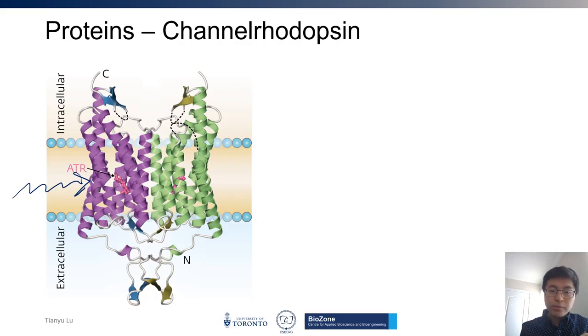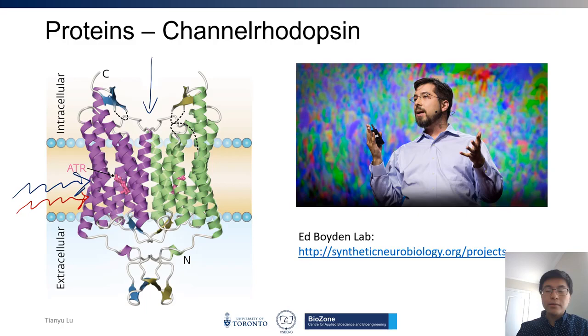And this particular protein can also be activated, there are different variants of this protein that can be activated by different wavelengths of light, i.e. different colors. So you can leverage this to map the activity of neurons in the brain by selectively activating certain neurons. And this has really revolutionized the field of neuroscience. And one of the pioneers here of this technique is Ed Boyden at MIT.